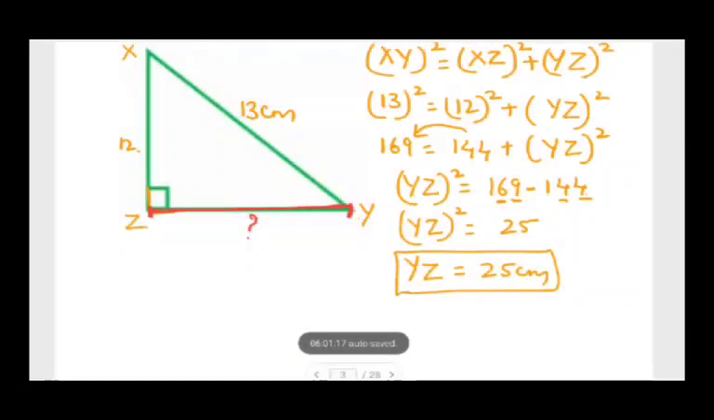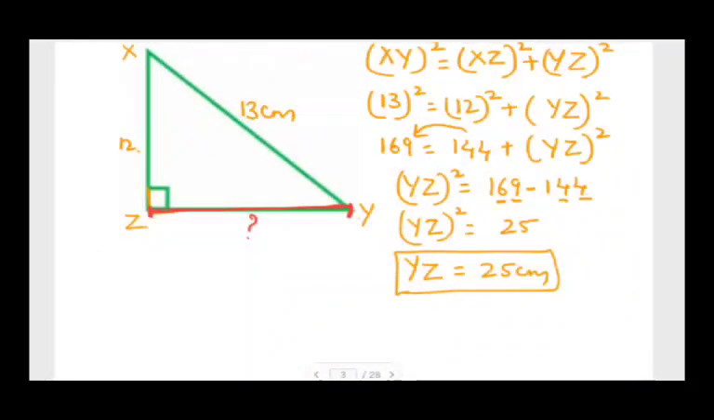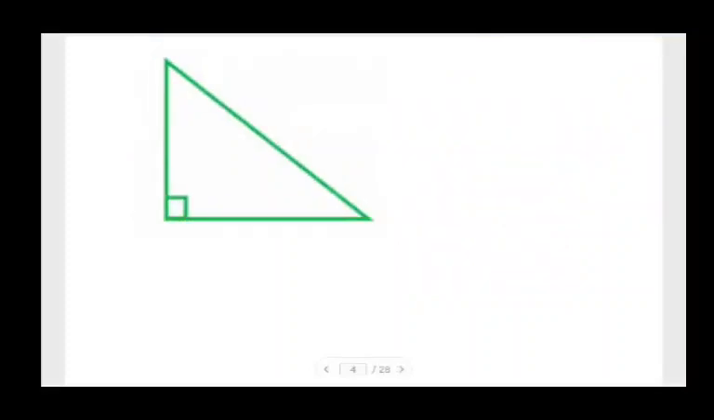Children, I think I forgot to write the unit. No, I wrote the unit here. Alright, very important. You do your sum correctly, but you don't write your unit, your marks are deducted. Let's go to the next sum.